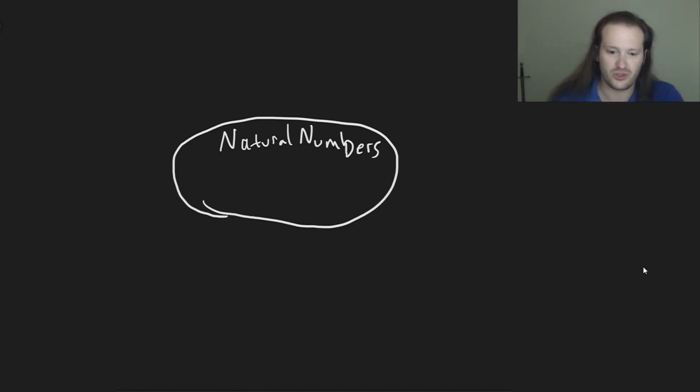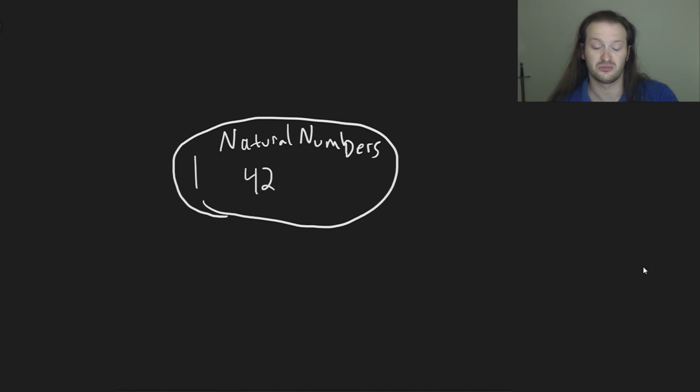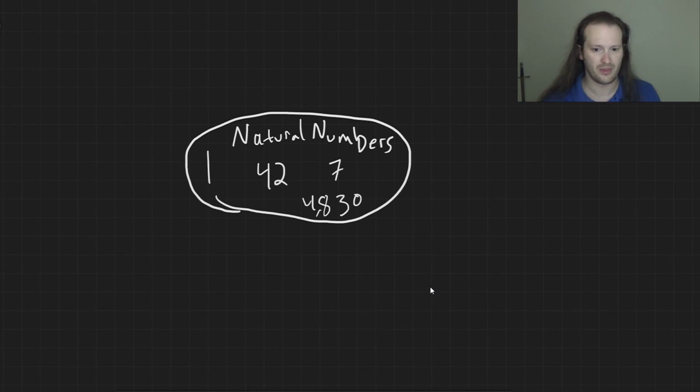Anyway, so I'm going to write some examples for each of these sets, and you can use whatever examples you want, not necessarily the ones I'm going to put. So 1 works, 42, 7, 4,830. These are all natural numbers. And there's infinitely many of these, so you can't write them all down.